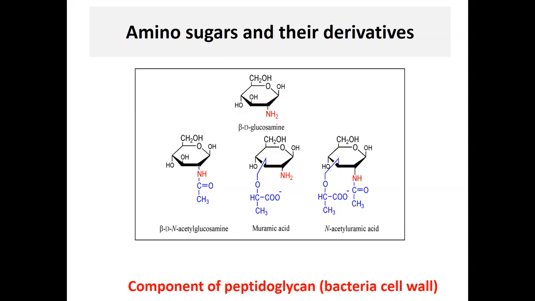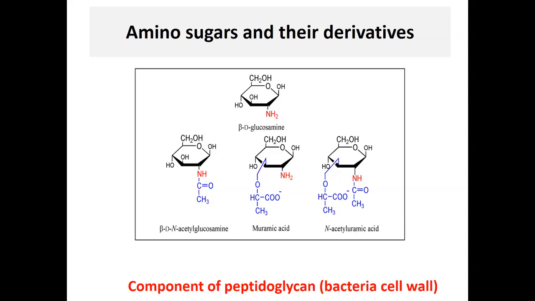For instance, in this case, this is N-acetylglucosamine. So you have an acetyl group attached to it. And here you have a lactic group attached to it, and so forth. Now you have both groups attached to this one. So this is your muramic acid, and this is your N-acetylmuramic acid. Okay? This one is a component of the peptidoglycan.